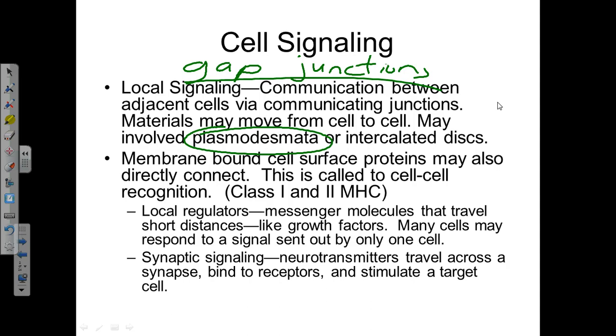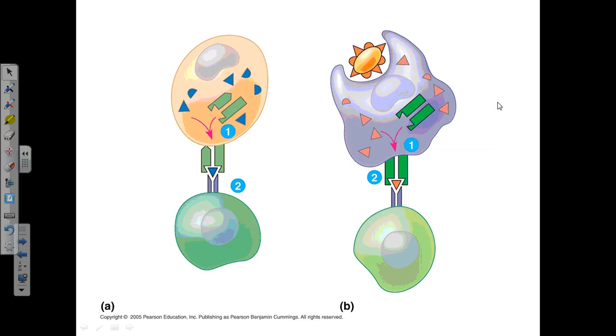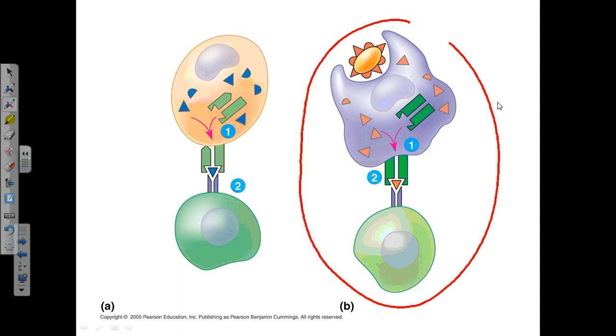All right, another local signaling thing that we talked about with the immune system is that sometimes the proteins on the surface of the cells, the MHC proteins, those proteins on the outside, can bind together with those from another cell, and that can communicate. So let's go to a picture. This diagram we've seen a bunch of times.